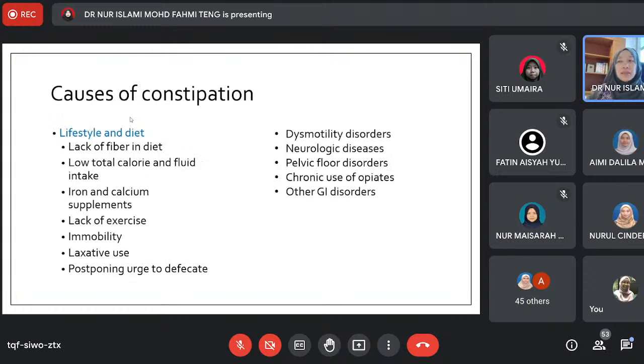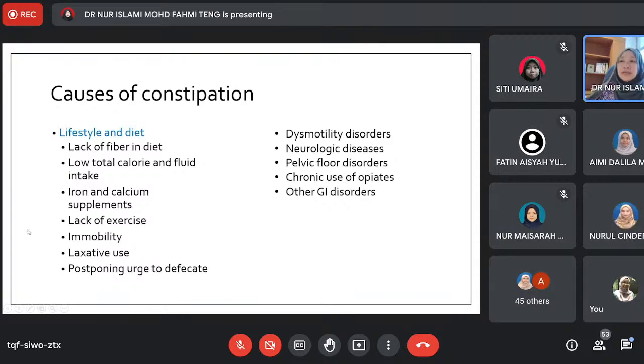So what can cause constipation? If you look at this, I highlight here, the causes of constipation are lifestyle and diet, which is very much related to us lah, kita as nutritionists, dietitians kan. First is lack of fiber in the diet, and then low total calorie and fluid intake can also lead to constipation. Iron and calcium supplements, lack of exercise, immobility, laxative use, postponing urge to defecate, dysmotility disorder, neurologic disease, pelvic floor disorder, chronic use of opiates, and also other GI disorders.